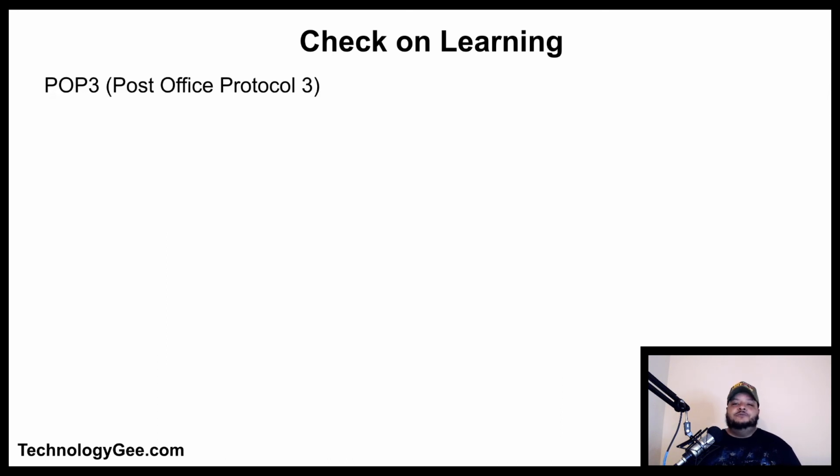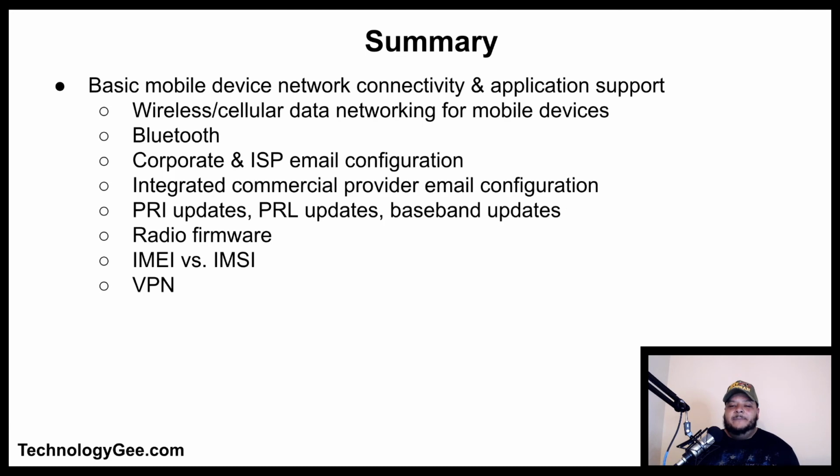All right. So, in summary, we have talked about basic mobile network connectivity and application support, where we discuss things such as wireless cellular data networking for mobile devices, Bluetooth, corporate and ISP email configuration, integrated commercial provider email configuration, PRI updates, PRL updates, baseband updates, radio firmware, IMEI versus IMSI, and VPNs.